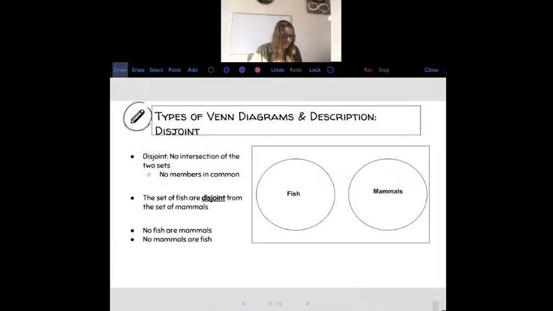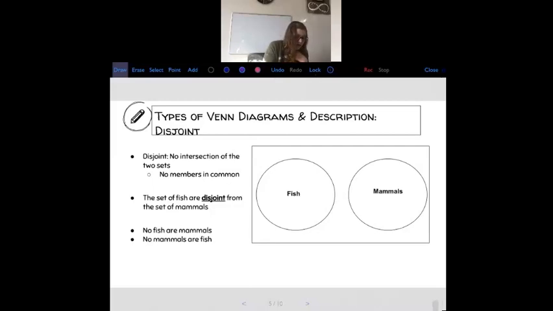The next type of Venn diagram that we'll talk about is a disjoint Venn diagram. When two sets are disjoint, that means that they have no members in common. If you look on the right-hand side, we have the set of fish within the circle of fish and the set of mammals, and there's no overlap. The circles don't touch each other. One's not within the other because they're disjoint. They have no members in common, which means that no fish are mammals, no mammals are fish. Another way to say this is the set of fish is disjoint from the set of mammals.